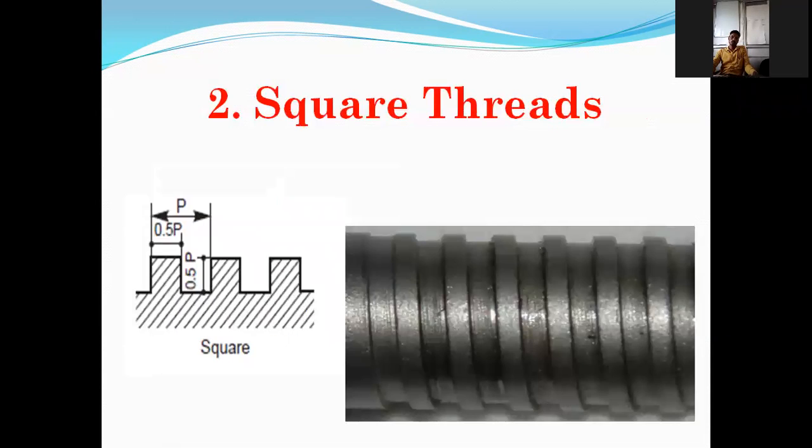Then the square thread. What is the angle of the square thread? Quickly, fast, we have discussed this. What is the angle of the square thread? 0 degree. And what is the advantage of 90 degree in the case of the square thread?